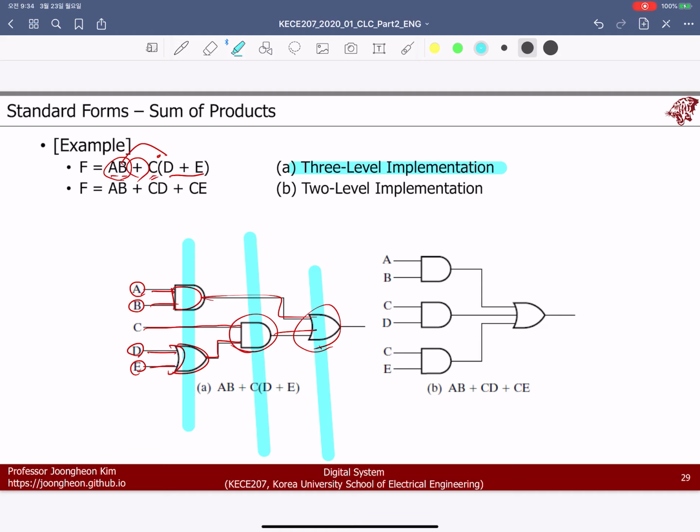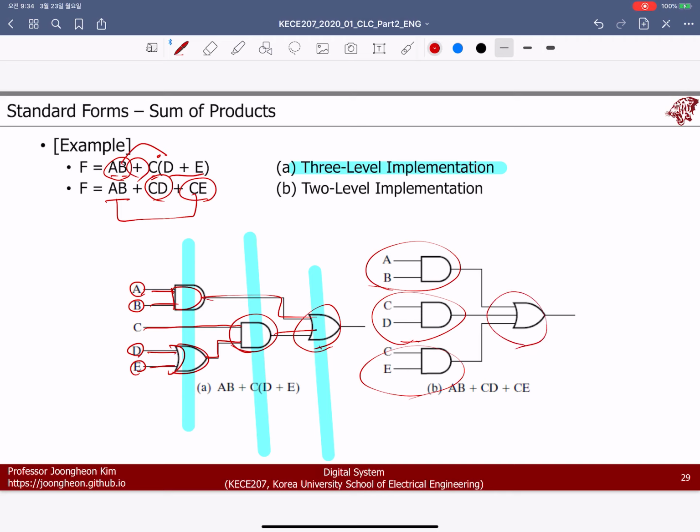Okay, for the next, you have A and B AND gate, C and D AND gate, and E and C last AND gate. And then you combine all of these terms with OR gate. That's why finally you have OR gate. Okay, and then you can see that this is first level circuit. This is the second level circuit. Okay, that's why we can define that this is a 2-level implementation.